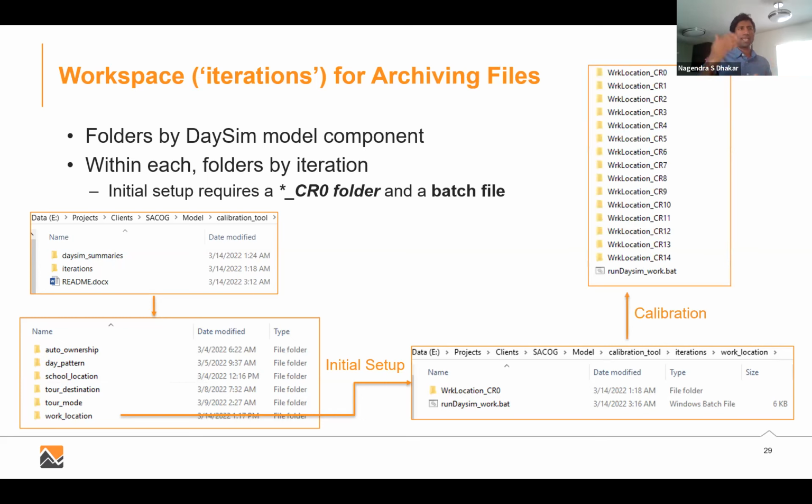Then once you have done the calibration, your work_location folder is going to look like this, where for every iteration you're going to have one folder, and all those folders will be created automatically. Once you have created the initial setup that includes the CR0 folder and the batch file, every time you run the batch file for your calibration iteration, new folders will be created in every iteration. This is a good way to store your data, and I'll refer back to it later.